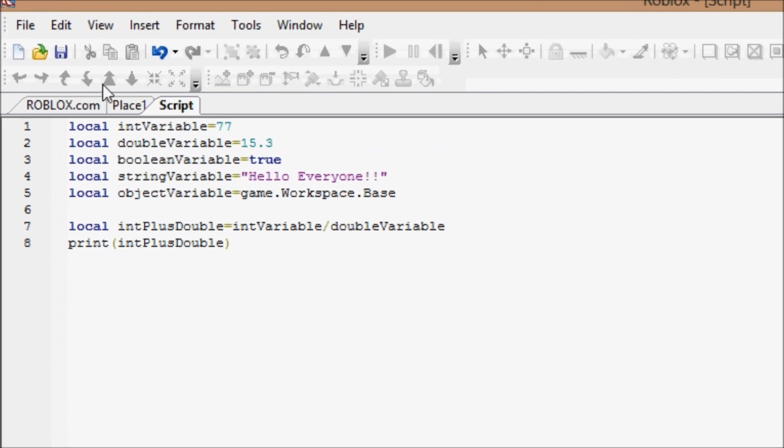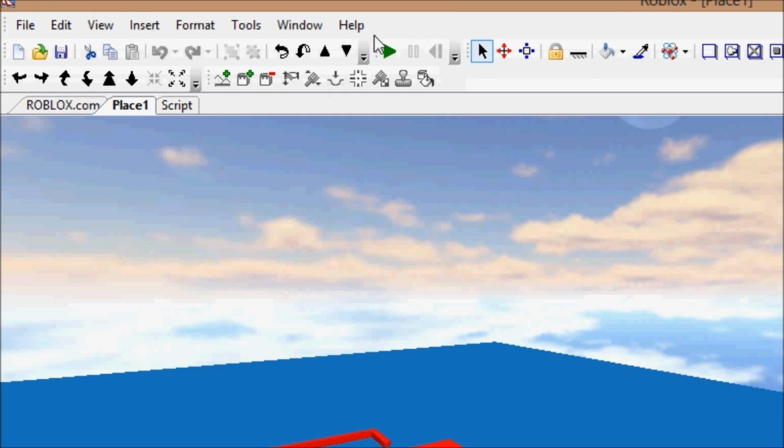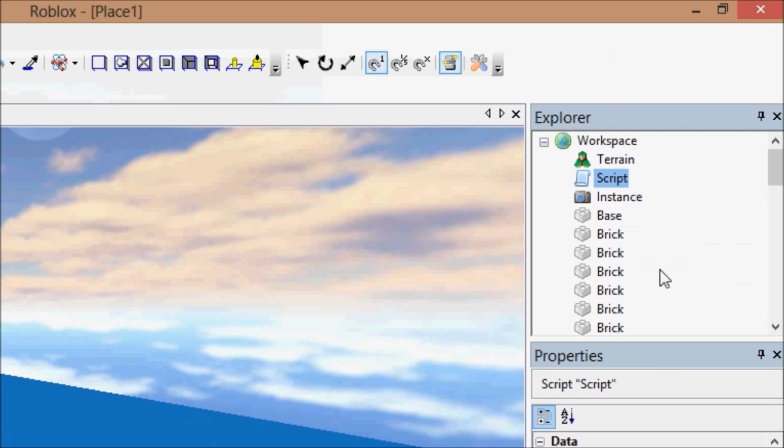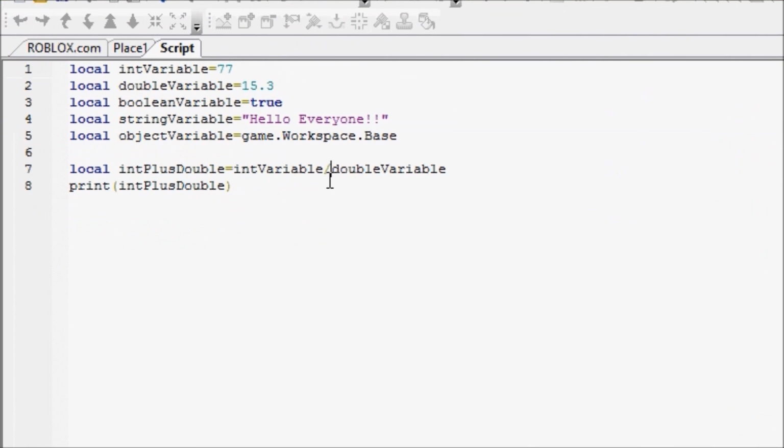Go back into our script, and I bet you guys can guess what this means. Divide, right? So we'll go back and we'll press play again. And that is a long number, but that is apparently the answer we would get.